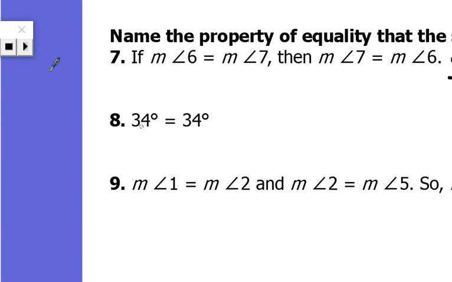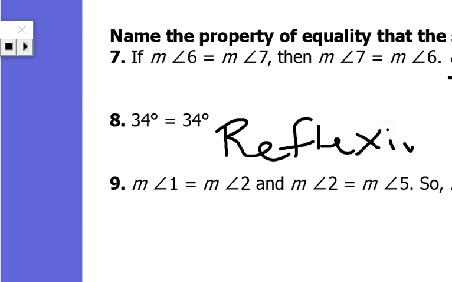All right, what about 34 equaling 34? Well, think about it, the mirror image. 34 is the exact same thing on the left and the right side, so that means it is a reflection, or the reflexive property is being used.